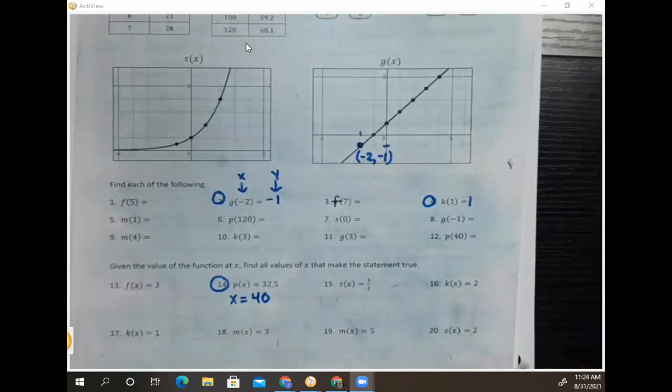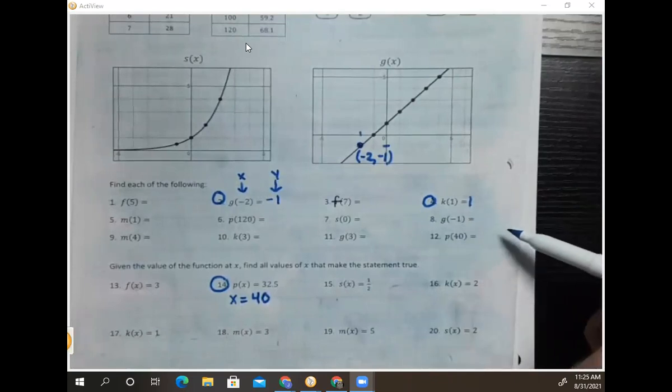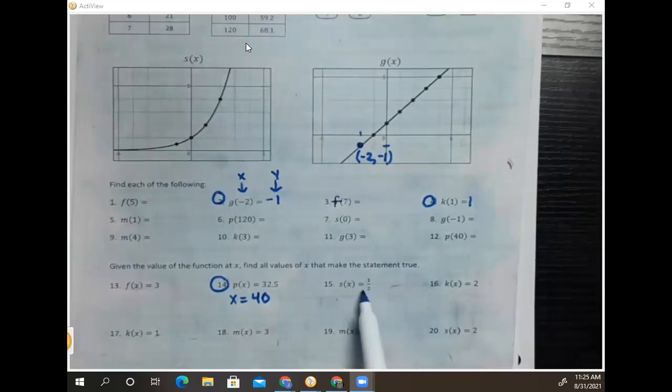So for each of these, you want to find the function. You're going to look at that letter to decide what function. For some of them, I've given you the input, and I want you to tell me what output matches. For others, I've given you the output, and I want you to tell me what input got there.